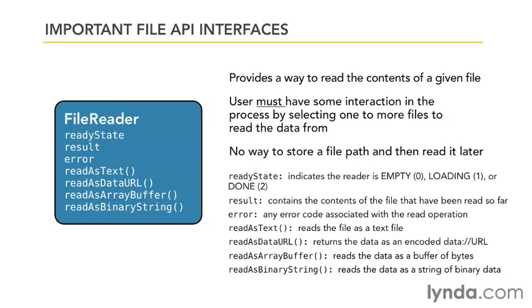And then there's four methods. There's read as text, read as data URL, read as array buffer, and read as binary string. The first two are pretty self-explanatory. Read as text reads the file as a text file. Read as data URL returns the file's data as an encoded data URL, and typically you'll use that for images. Read as array buffer and read as binary string read the data buffer as either an array of bytes or a string of binary data. And those are fairly advanced, so we're not going to be working directly with those, but just be aware that they are available to you.